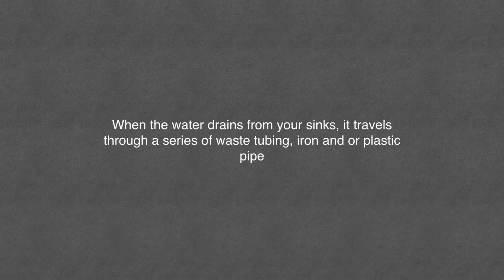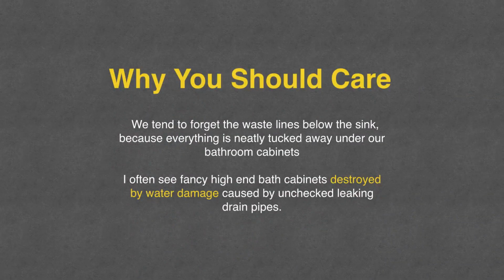Drain pipes. When the water drains from your sinks, it travels through a series of waste tubing, iron and or plastic pipe. Why you should care? Well, we tend to forget the waste lines below the sink because everything is neatly tucked away under our bathroom cabinets. I often see high-end bath cabinets destroyed by water damage caused by unchecked leaking drain pipes.